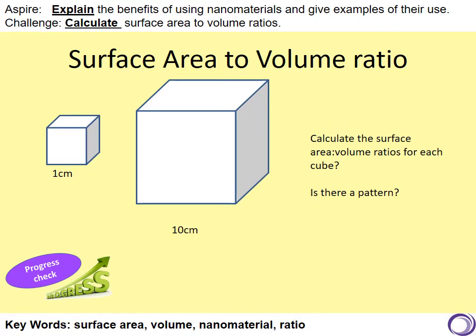For each of the two cubes shown, I would now like you to calculate the surface area to volume ratio. For each one you'll need to calculate the total surface area, and for each one you'll need to calculate the volume. Once you've done that, I'd like you to tell me if there's a pattern. 4 minutes, off you go.